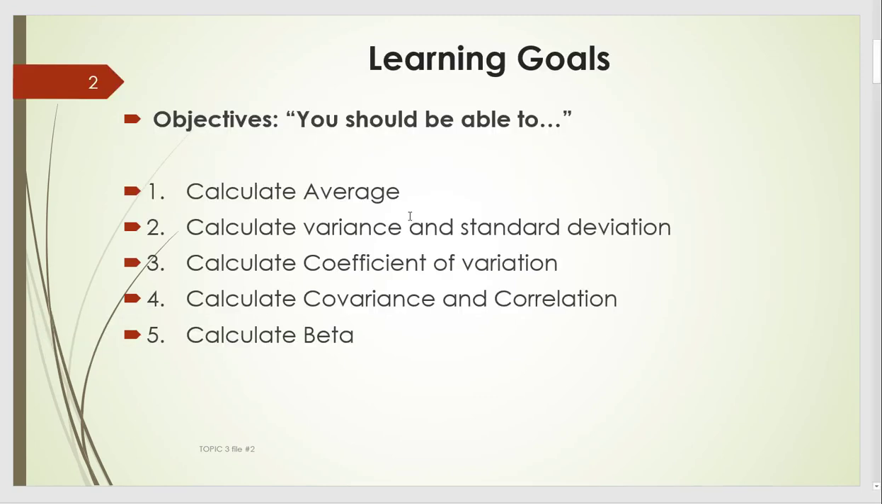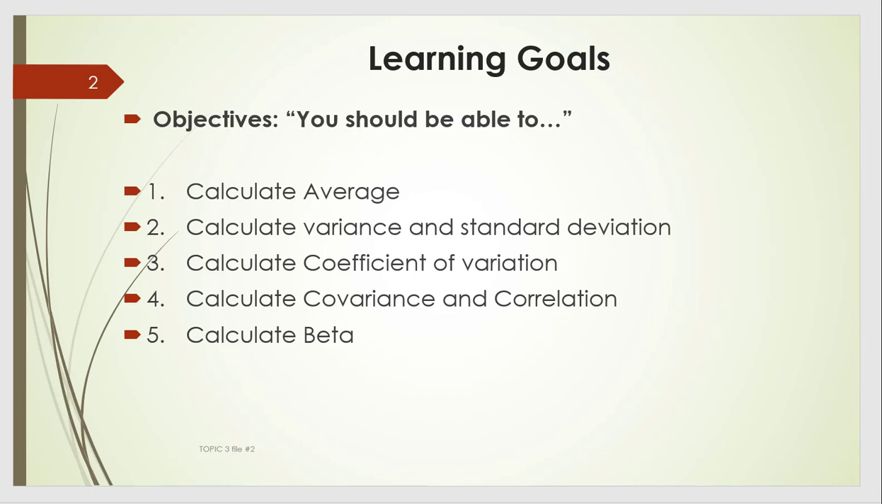We're going to talk about calculating average. We're going to calculate variance and standard deviation. We'd like to know, given the average and the standard deviation, which security might be more attractive, so we use a measure called coefficient of variation. Then we'll look at risks in common between two stocks. This is covariance, also measured by correlation. And then if we're looking at a stock relative to a stock index, we call that beta.